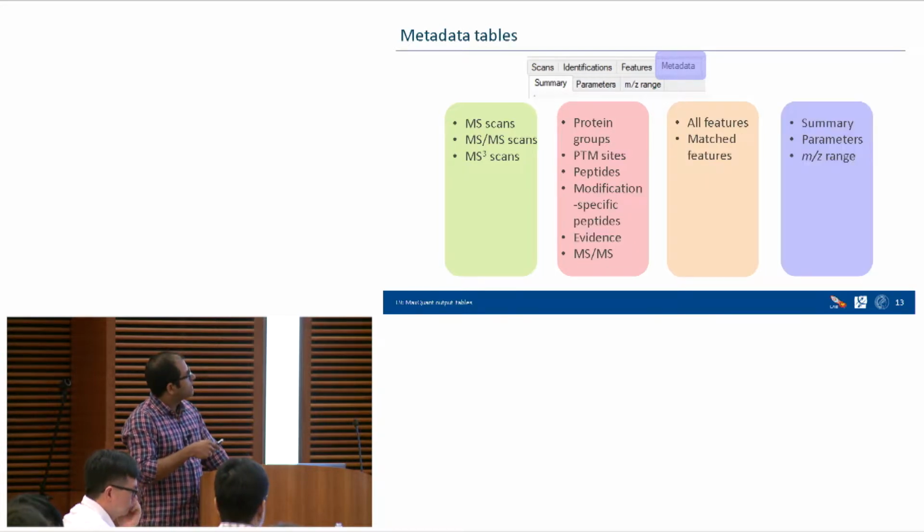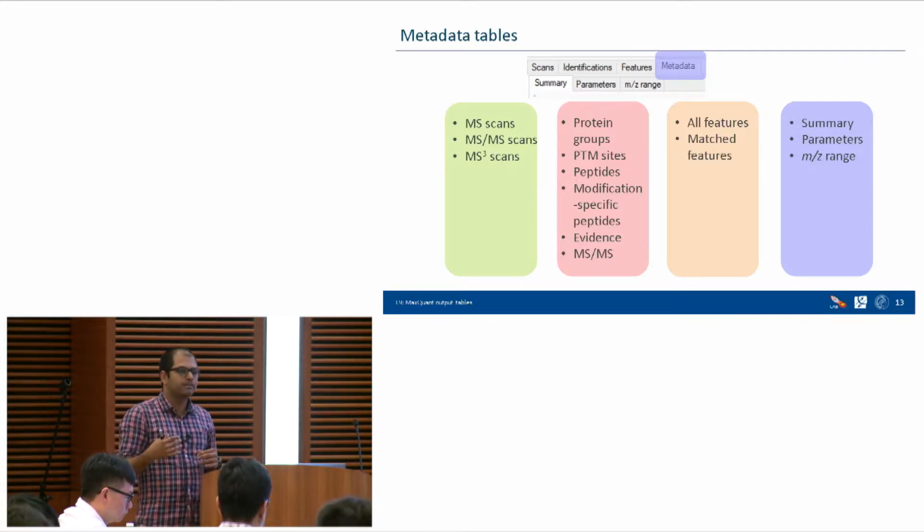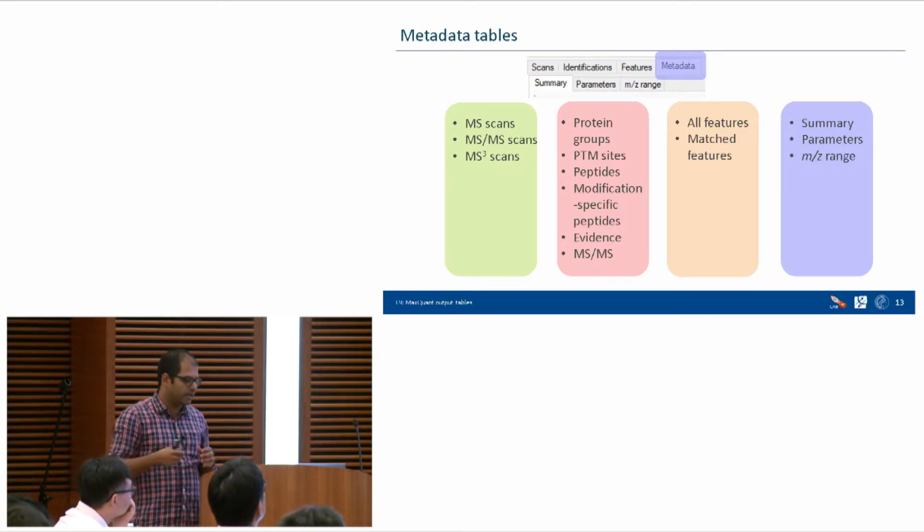And then you have the metadata, which is a summary of the parameters that were used to do the MaxQuant processing, and the whole mass range, and we can have a lot of plots on the density. So does it make sense to scan from this to this? You can make a variety of plots.